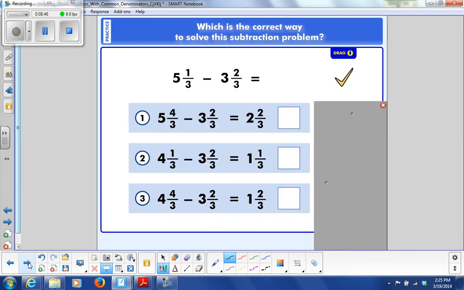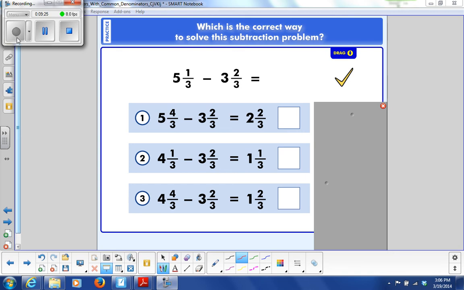All right, so we got some practice problems here. I've got 5 1/3 minus 3 2/3. Oh, I already answered that one for you, so we're going to skip that one. All right, taking a look at this next one, I've got 5 4/3 minus 3 2/3. Okay, sorry, I got stuck there for a second.